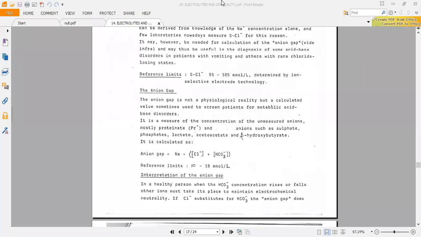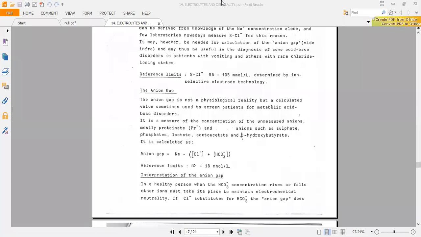And the anions are chlorides and bicarbonates. Good. So let's say the anions are 100%, and if I add chloride and bicarbonates together, let's say that gives me 80%. Now I'm going to use the 80% to represent all the anions. So that means that I don't consider other anions.